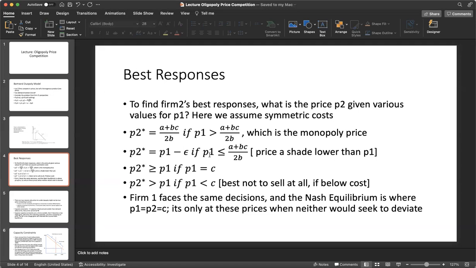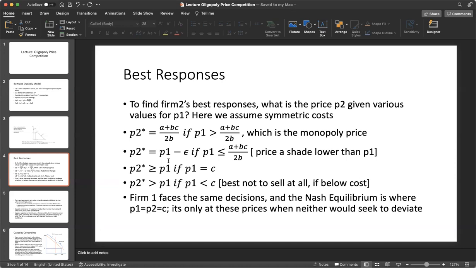Okay, so now let's say that P1 is less than the monopoly price here. Okay, or even equal to. According to this, P2 star is just P1, whatever P1 is, minus epsilon, which means you will price a shade lower than P1. Okay. So that makes sense, because whatever P1 is, you want P2 to be a little lower than that to get the entire market. Okay. Now, granted, if it's a little lower than P1, it's not the monopoly price anymore.